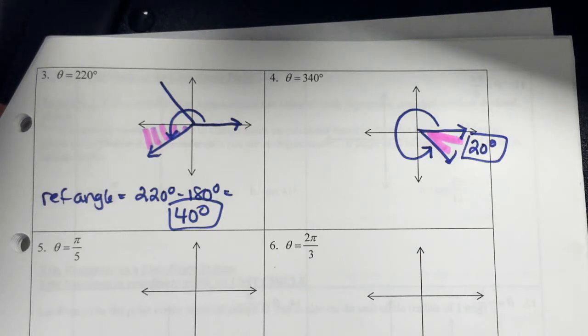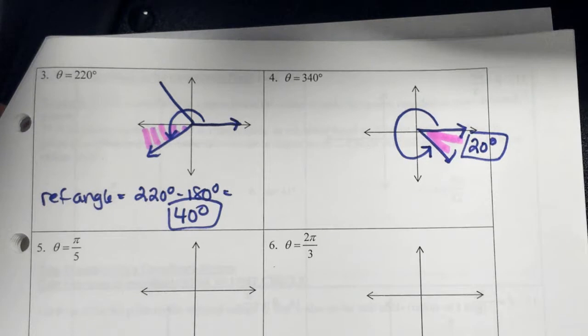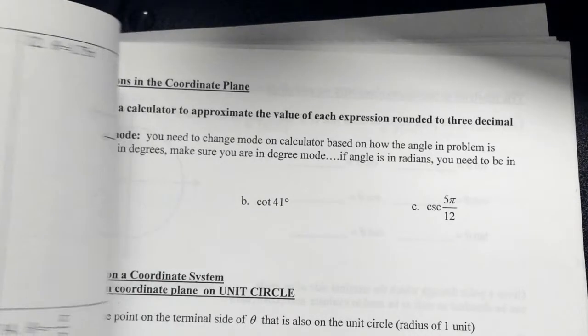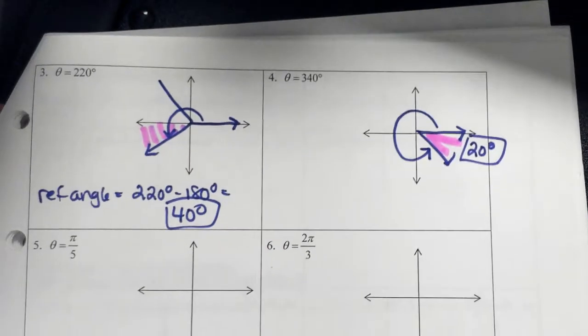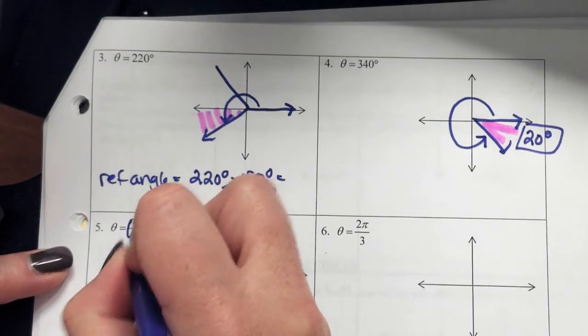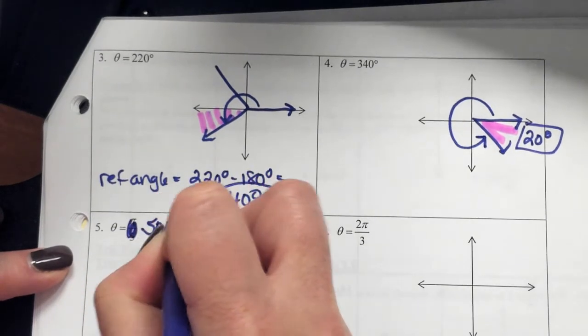Let's go down, and actually before we talk about radians, I'm going to give you another example. We're going to change number 5 to 500 degrees.